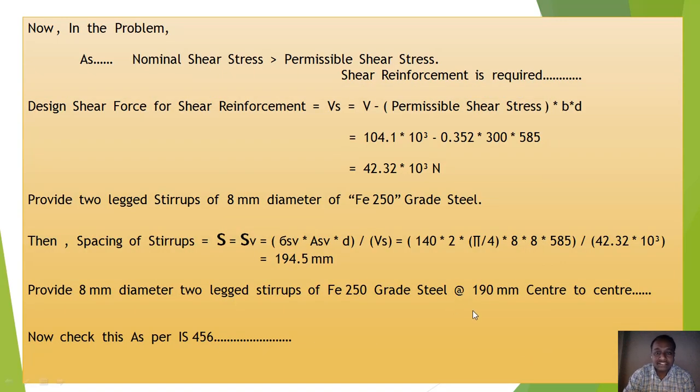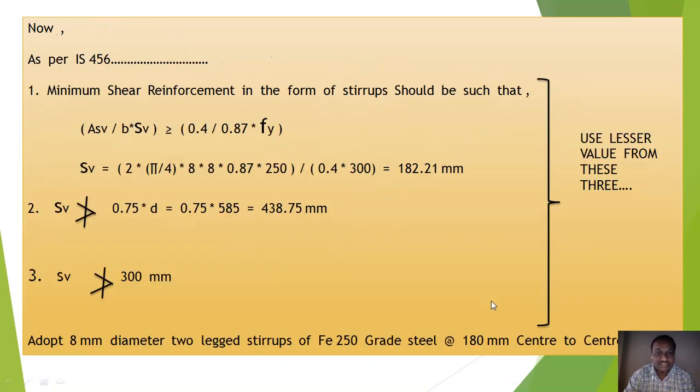Earlier we decided 190 mm, but as far as IS 456 is concerned, these three conditions should be satisfied. So here we are providing shear reinforcement at 180 mm center to center. So this is the shear reinforcement for which we have designed our beam.